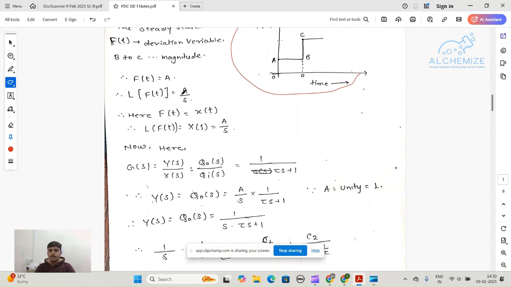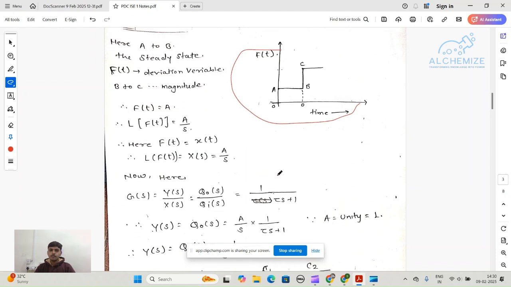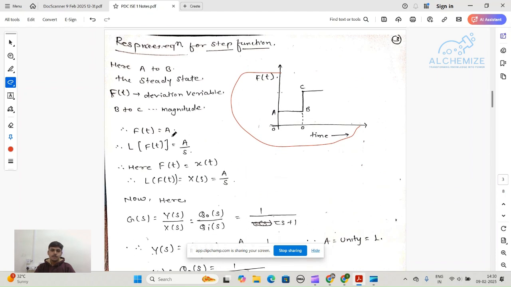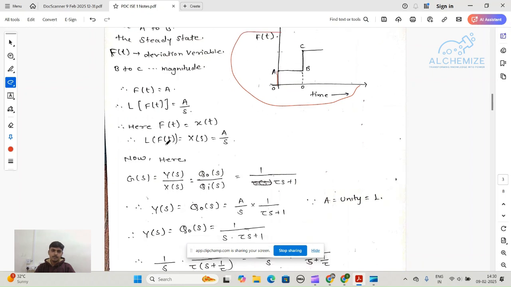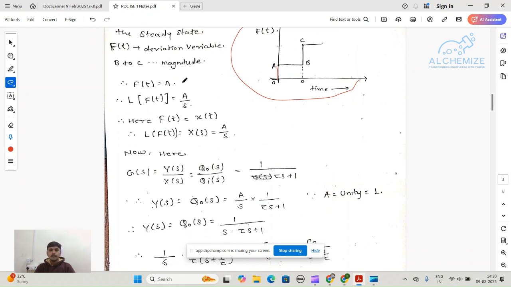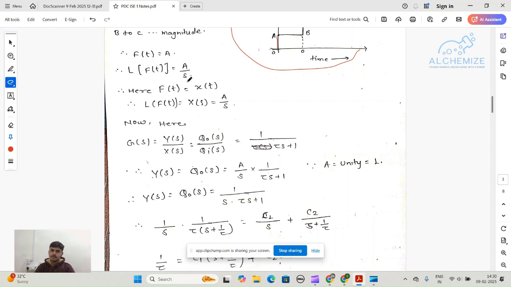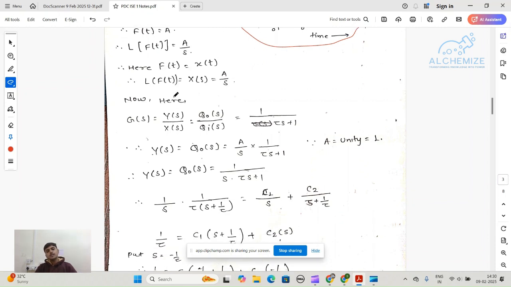So I take the Laplace transform for this, that is f of t is the input. So f of t is equal to a, that is from 0 to a here, that is the magnitude, and I take the Laplace of a constant, that is constant upon s, so the Laplace is a by s. So now we know the response equation is in the form of output. So here I am going to put the output.